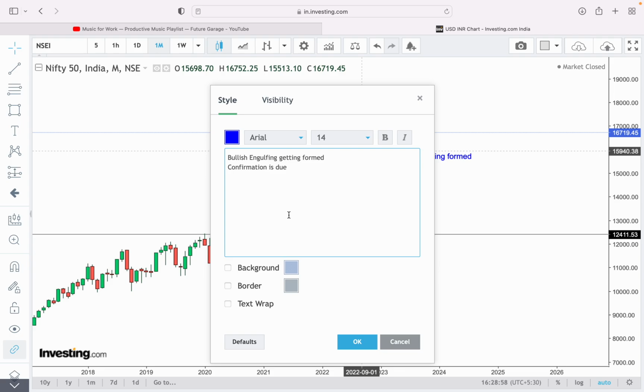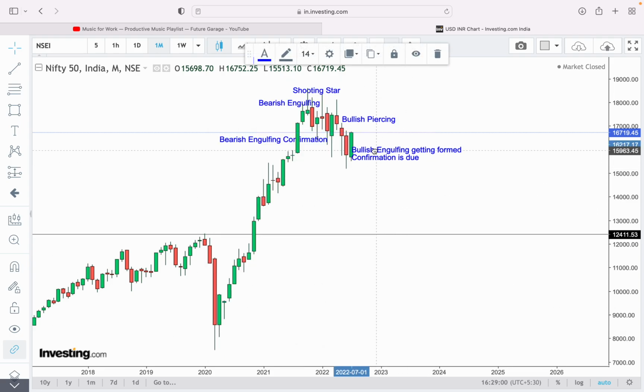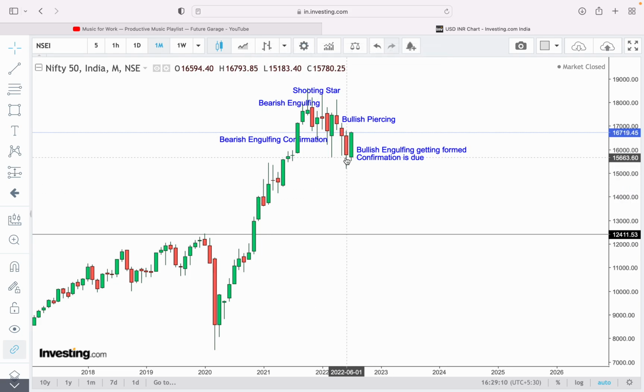Which means that first of all it needs to get formed, secondly a confirmation is due, which means that the month of July should close where it is or higher for this to happen, or more accurately, it should close significantly higher than 16,600 for this to qualify as a big bullish engulfing, and the subsequent month must close decisively in green for us to take a long side bet with a stop loss of this level.